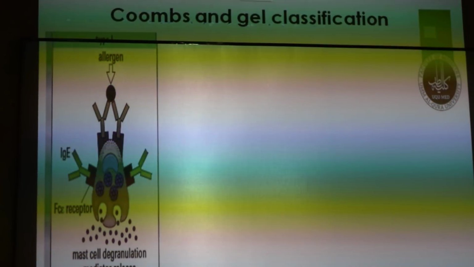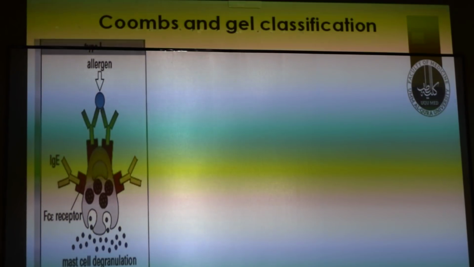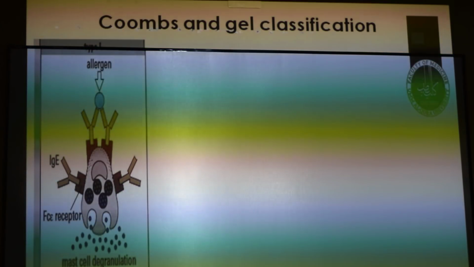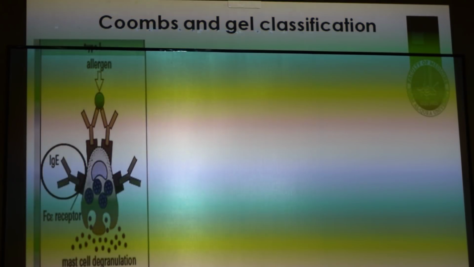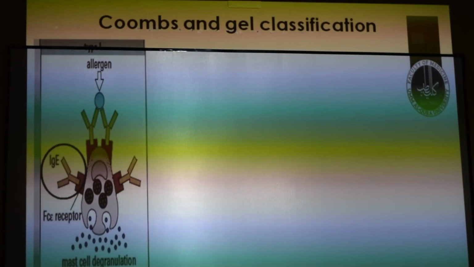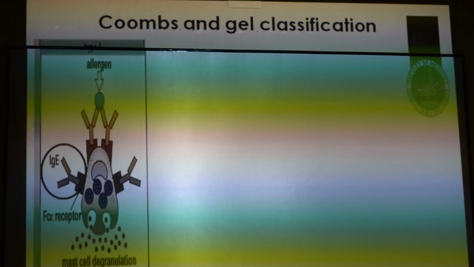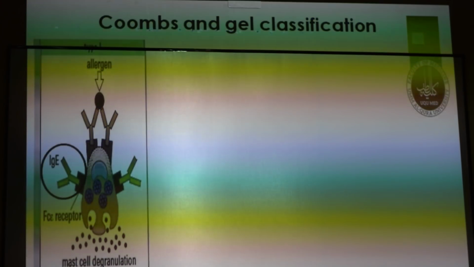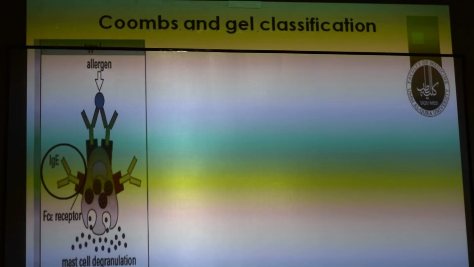In the first type, here you can see there is an allergen, it is bound to the antibody, and it results in degranulation of mast cells. So it's actually IgE mediated hypersensitivity. That's the key here, that it's IgE mediated, it will result in mast cell degranulation. And what is inside the mast cell? Histamine, heparin, prostaglandins, and cytokines. We'll see all the details in a moment.